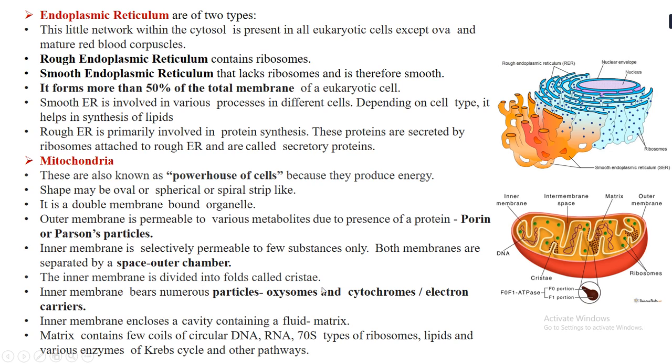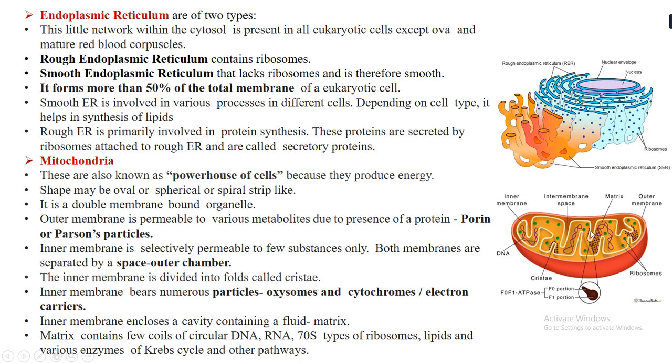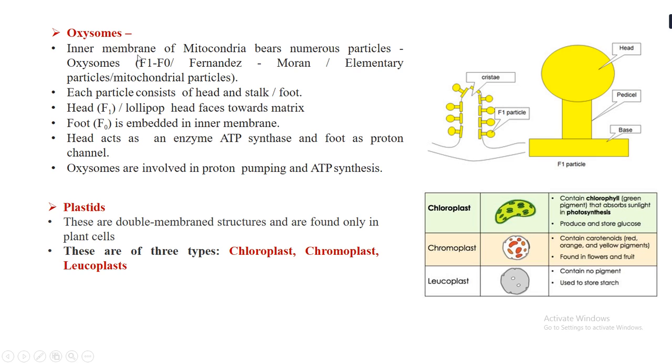Now let us also speak about oxysomes that are attached to the crista of the mitochondria. These oxysomes, as you can see in the picture over here, the small dotted structures that you can see, these are the oxysomes which are attached to the crista. Now let us study about the oxysomes.